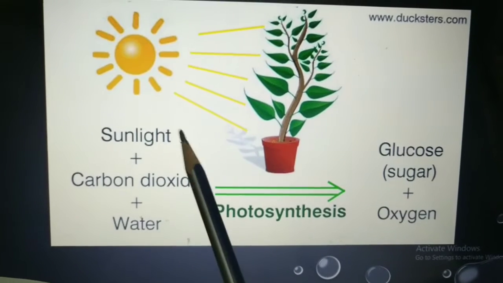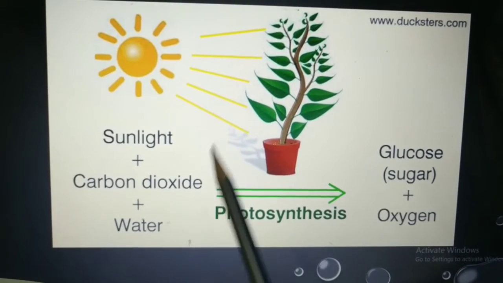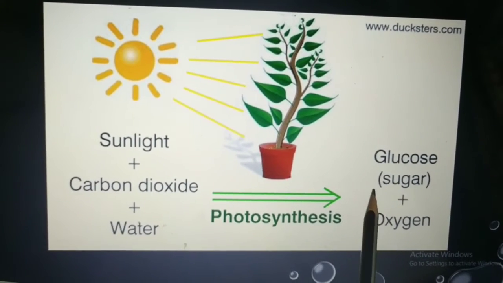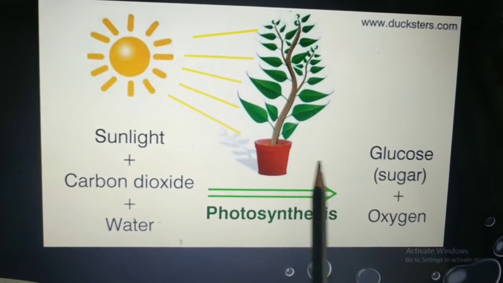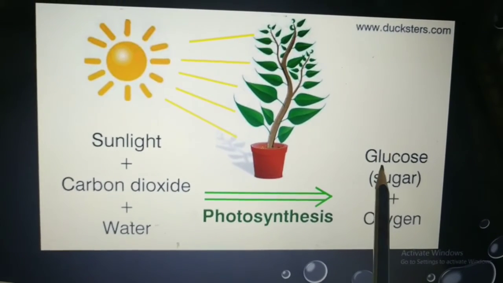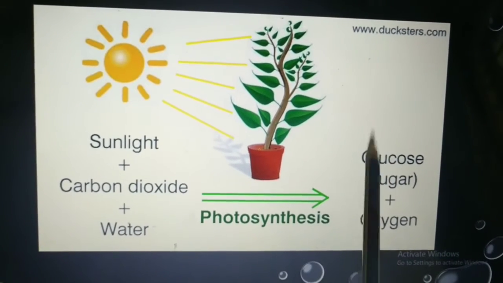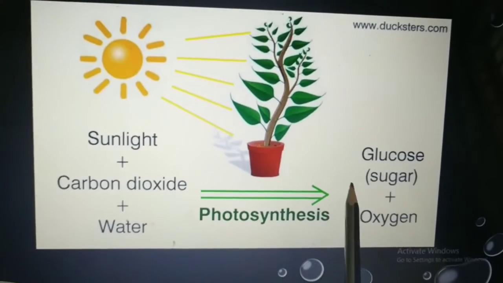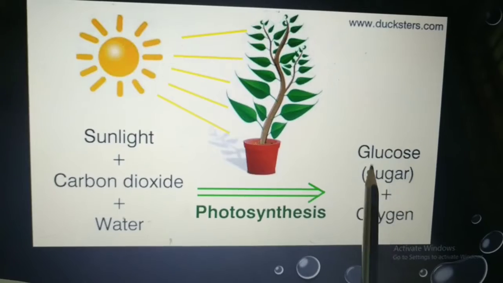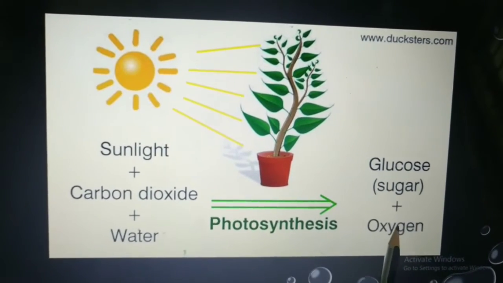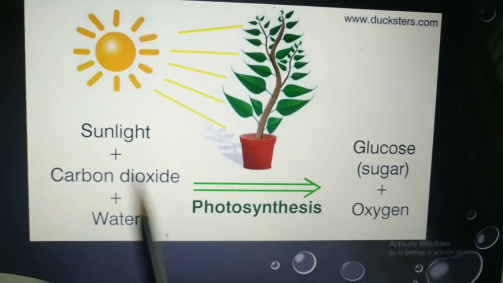So in the presence of sunlight, the leaves take in carbon dioxide plus water, and after the photosynthesis process, the leaves give out sugar or starch. So sugar or glucose or starch or carbohydrates are stored in the leaves in the form of food, guys. It produces glucose or sugar or starch or carbohydrates, and it gives out oxygen. So this is the process of photosynthesis.